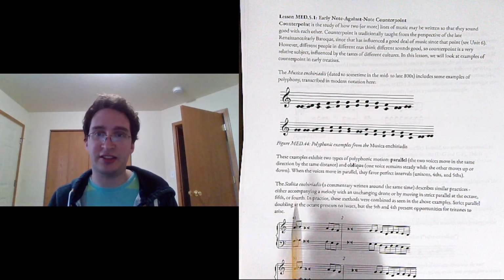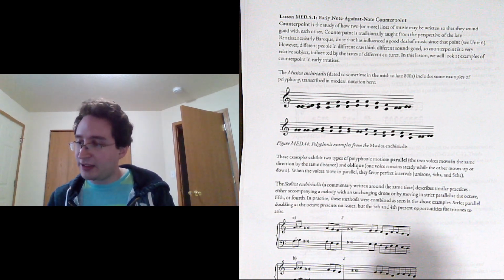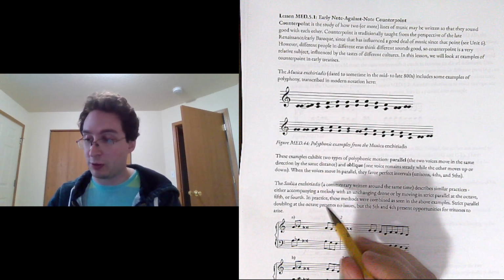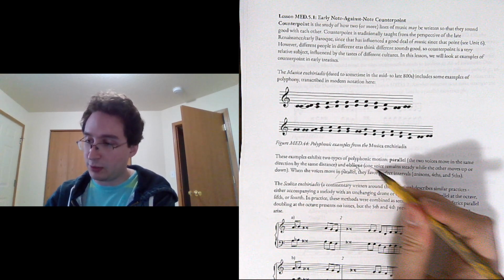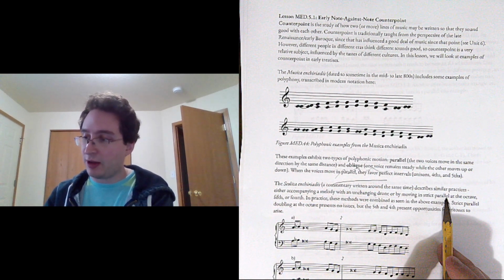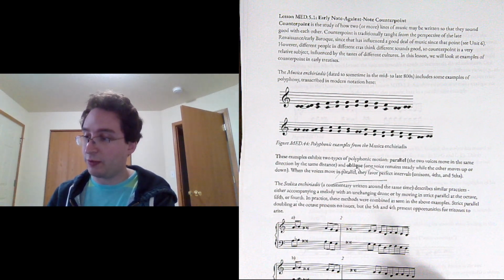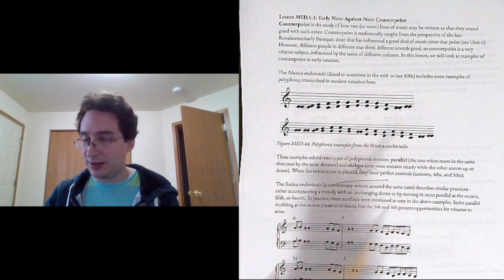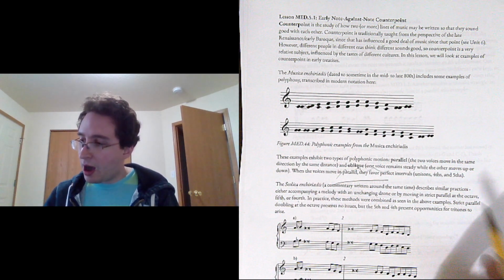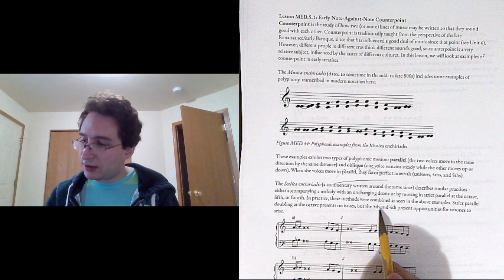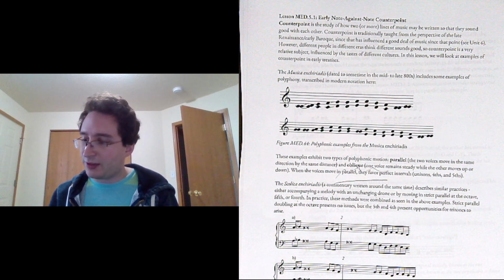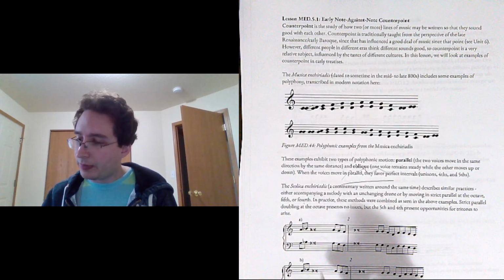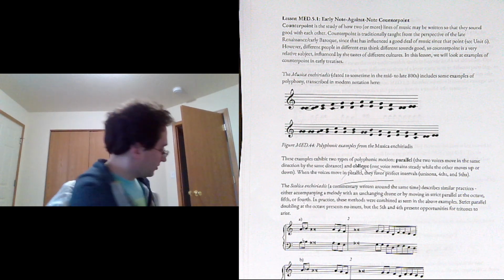Scolica Enchiriadis is a commentary written around the same time that describes similar practices. You can accompany a melody with a drone, that would be oblique motion, where one voice stays steady and the other voice is moving around, or by moving in strict parallel at perfect intervals, so the octave, the fifth, or the fourth. So in practice, these were combined, sometimes one, sometimes the other, but if you're doubling at the fifth or the fourth, then you might have some issues. So here we have a doubling at the octave. There are no issues.